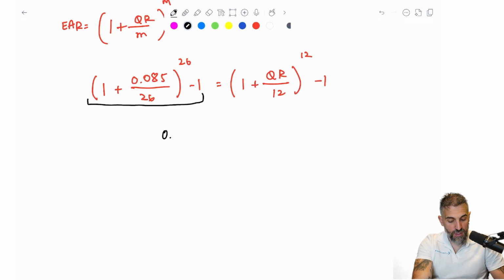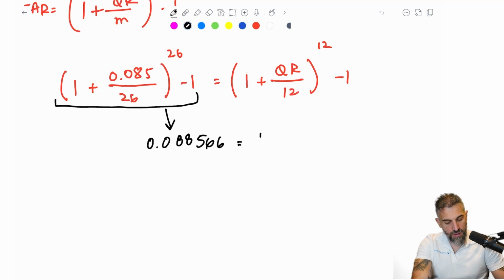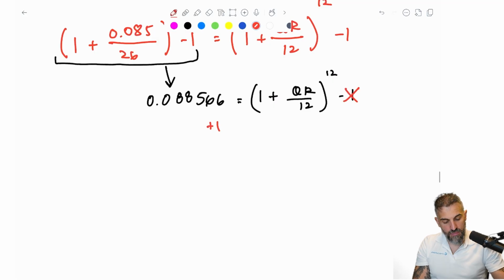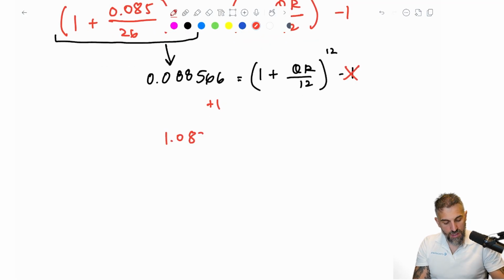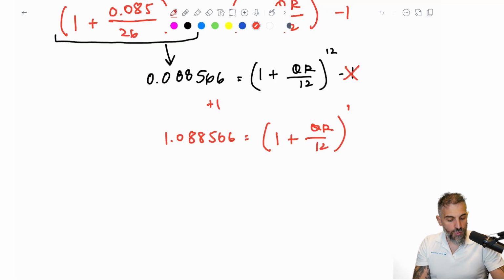Okay, so this gives you 0.088566. Okay, this whole thing here. And okay, so now we're going to add 1 to get rid of that. So I have 1.088566 equals 1 plus QR over 12. To get rid of an exponent 12, which is what you want to do next, you need to put this side to the power 1 over 12. That gets rid of it. And then you can right away from that subtract 1 to get rid of that.